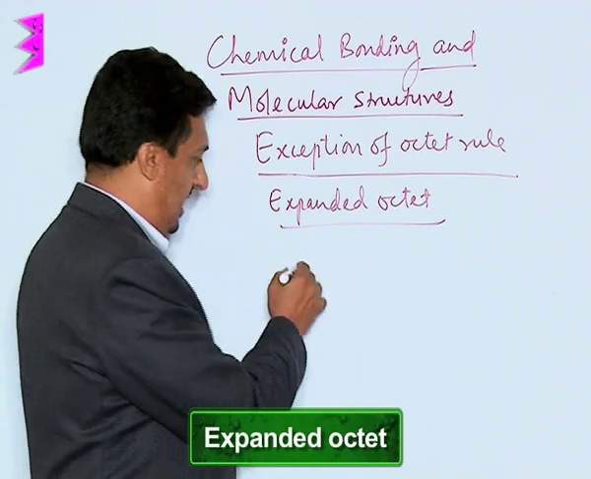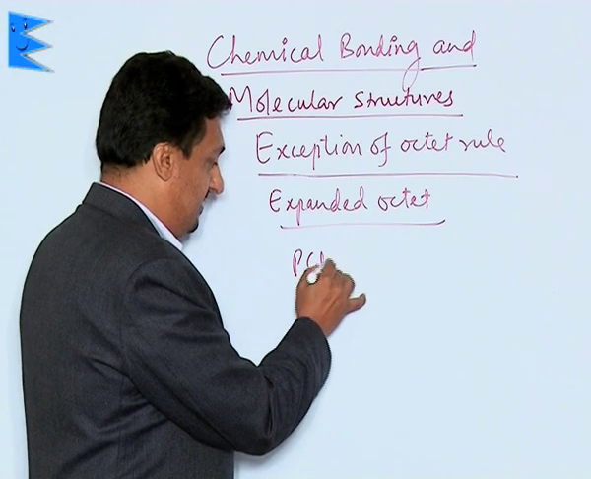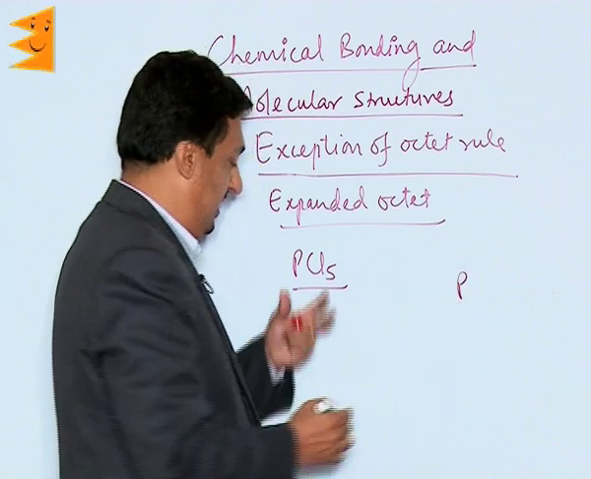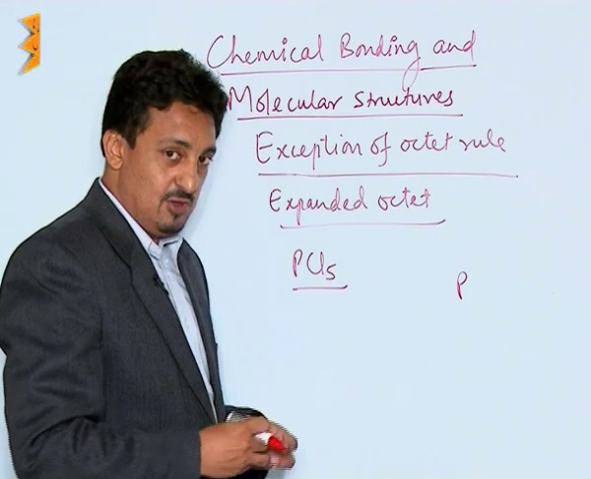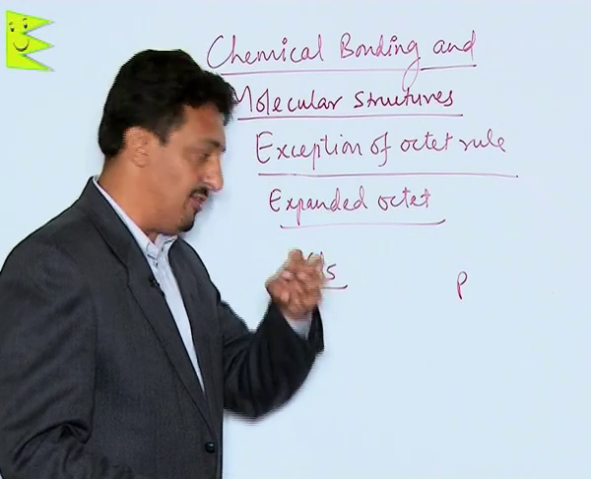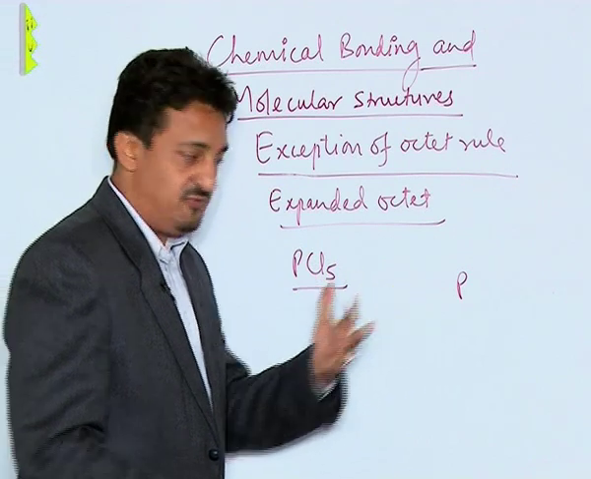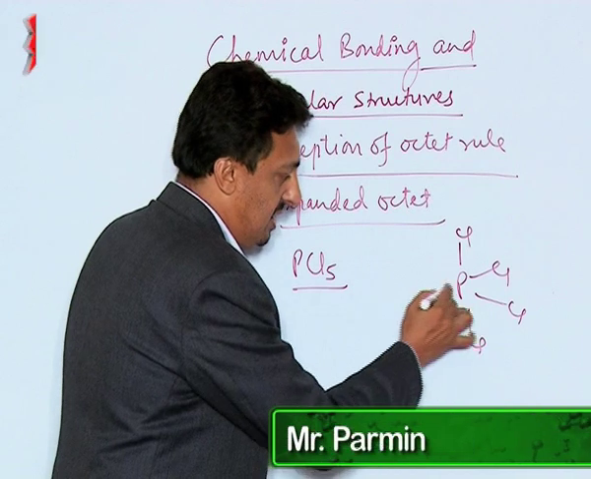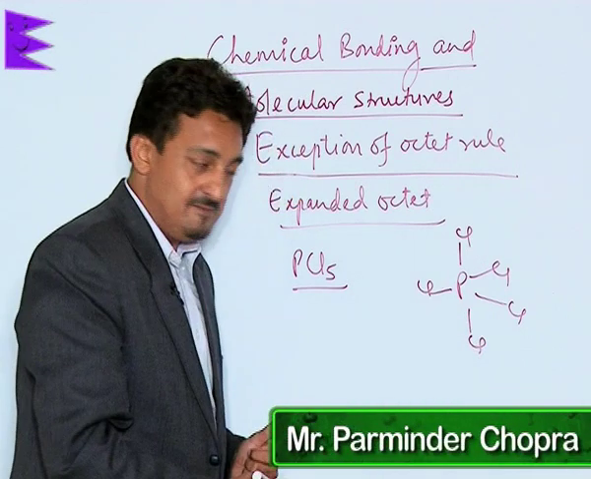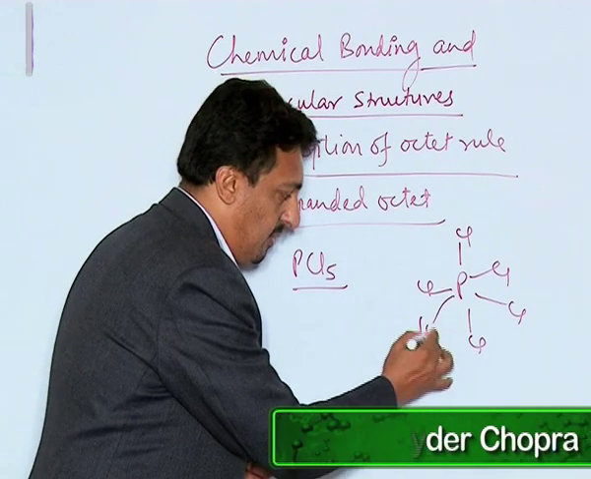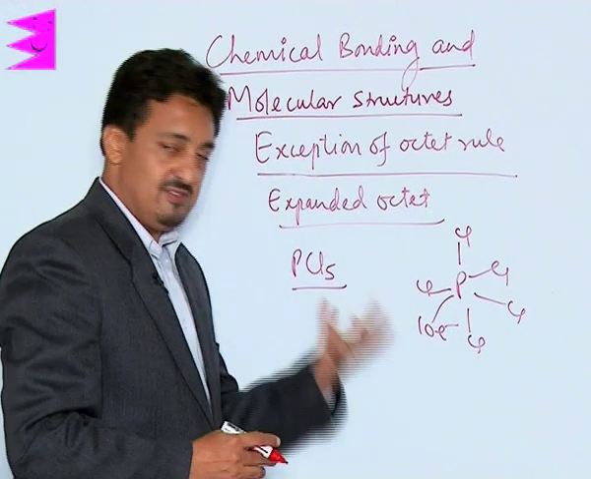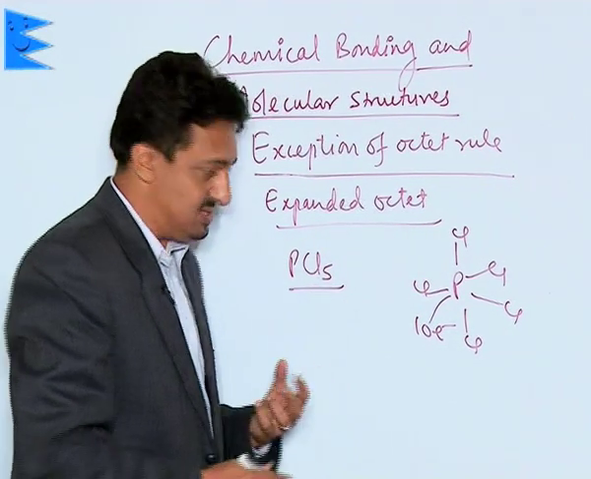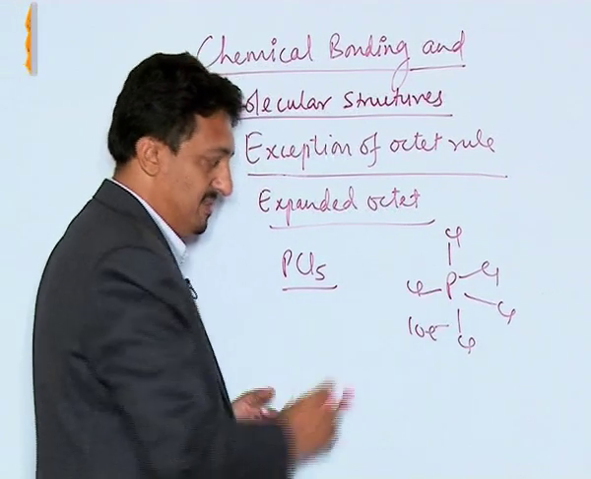The examples are like we can have PCl5, phosphorus pentachloride. In this, we know phosphorus belongs to 15th group. It is having 5 valence electrons. All 5 are shared with 5 chlorine atoms. So when all these 5 are shared with 5 chlorine atoms, remember the phosphorus requires 10 electrons. So it's an exception to the octet, and we call it expanded octet. This is the 10 electron species.